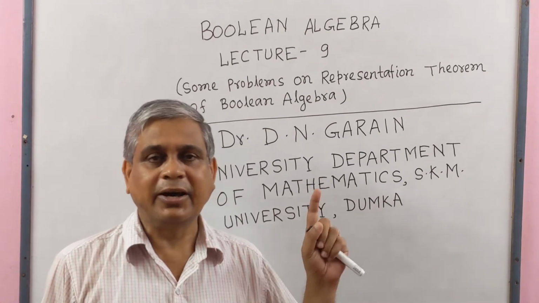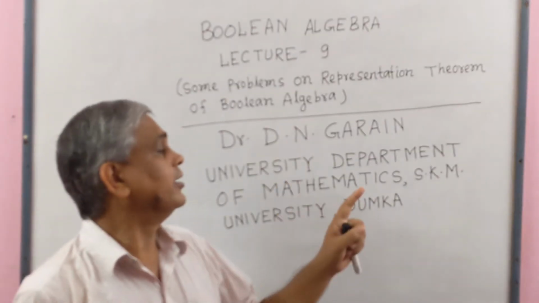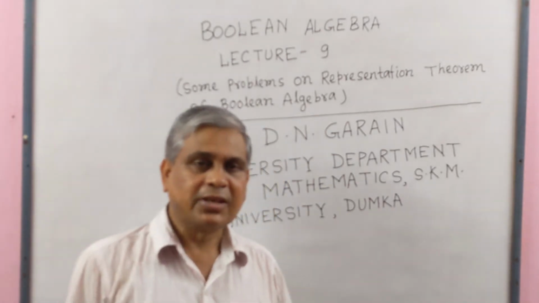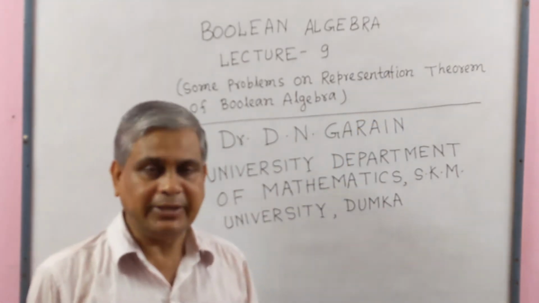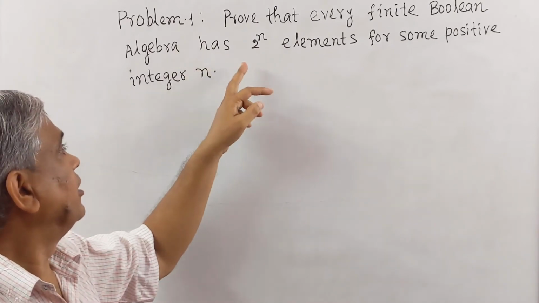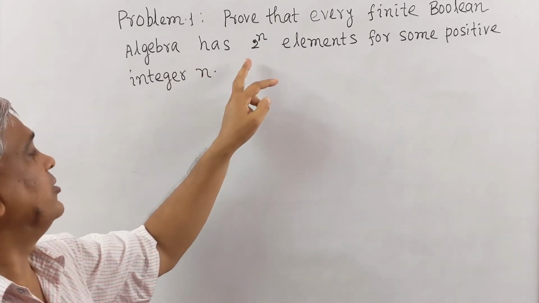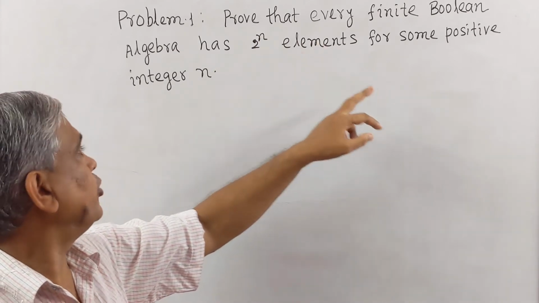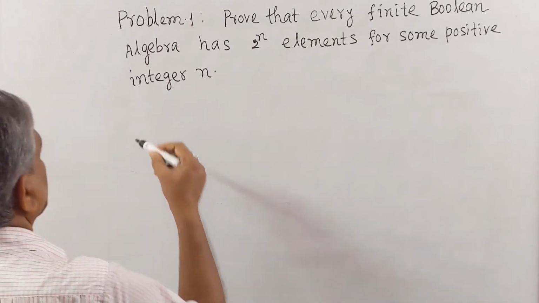Today I will deliver lecture on Boolean algebra, lecture number 9, in which I will discuss some problems on representation theorem of Boolean algebra. Now we solve problem number 1. Prove that every finite Boolean algebra has 2 to the power n elements for some positive integer n. Solution.